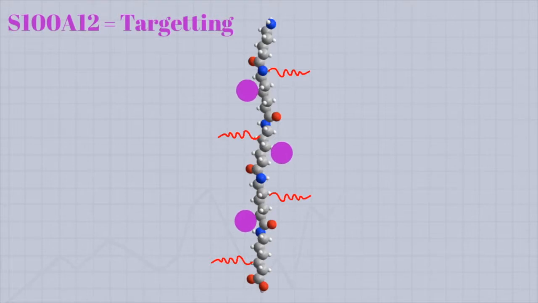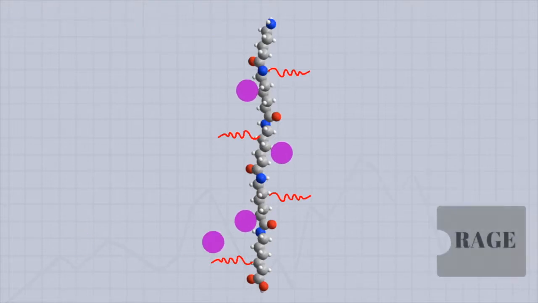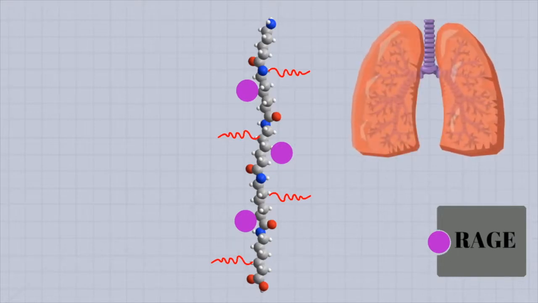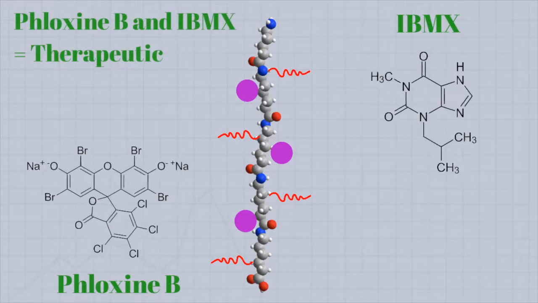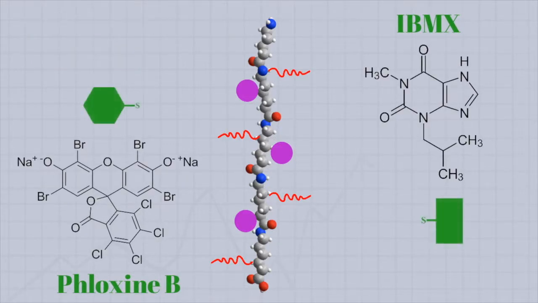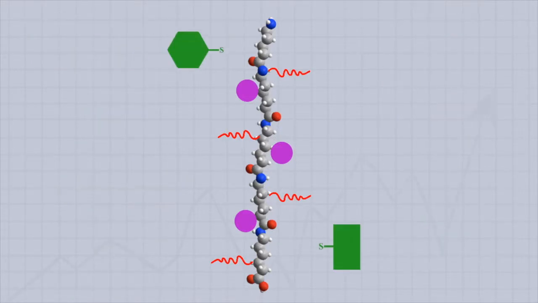The S100A12 ligand will also be attached, which can bind to the receptor for advanced glycation end products, or RAGE, which is highly expressed in type 1 alveolar epithelial cells, allowing specific delivery of Cyfloxy to the lung. Floxin B and IBMX will also be modified to add a sulfur group to their chemical structure so they can be attached to the polymer via a disulfide bond.